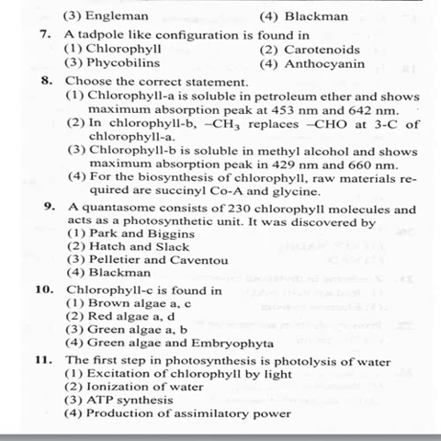So in case of chlorophyll A, third carbon contains CH3. In case of chlorophyll B, third carbon contains CHO. So that is the correct option. So in chlorophyll B, CH3 replaces CHO at third carbon of chlorophyll A is the right answer. Chlorophyll A can show the maximum absorption peak at 430 to 470 nanometers blue region and 660 to 670 around 680 nanometers at red region. So here correct statement is second option.